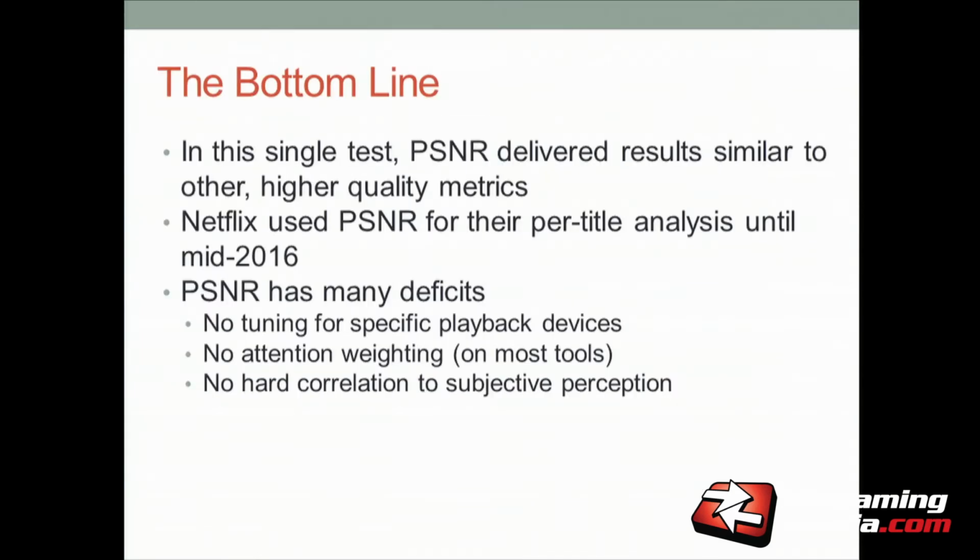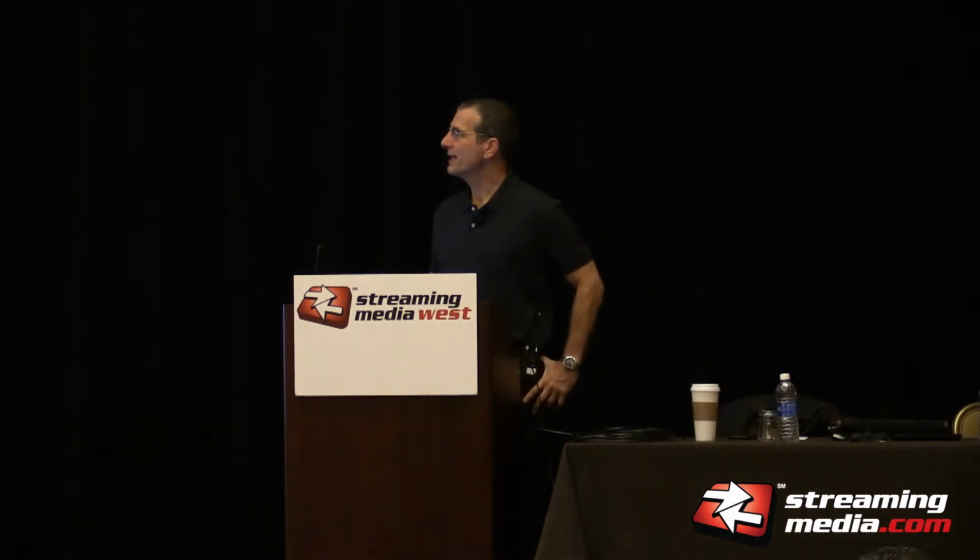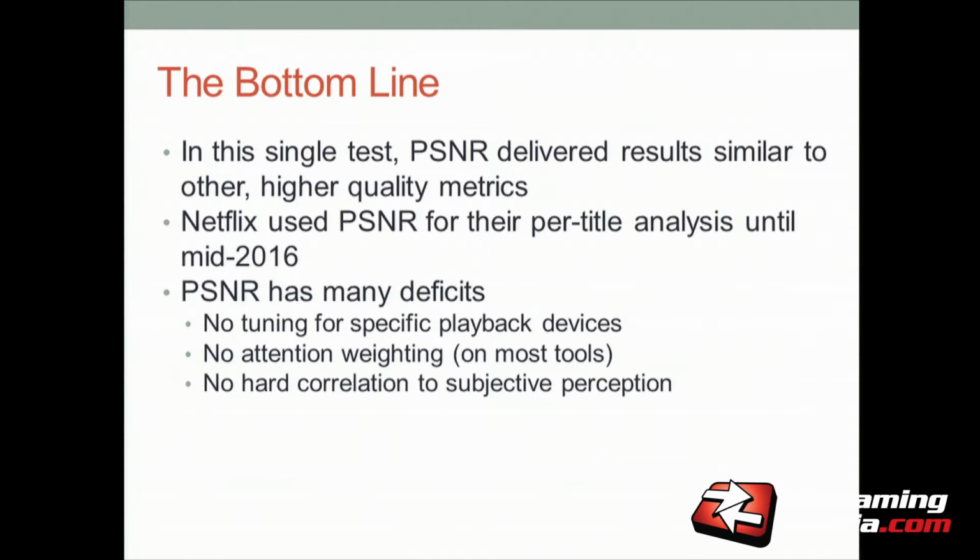So really, if you look at all these tests, they basically, at a high level, said the same thing. They basically said few viewers would notice the difference between the baseline and the high profile with any of these files. They all rated the Talking Head video the highest, the Sintel video the lowest, and the Haunted video in between. So what does that tell us about PSNR? PSNR correlated 100% with every other metric that we applied in this particular case. And I'm not going to generalize it. It's not going to work that way every time you try it.